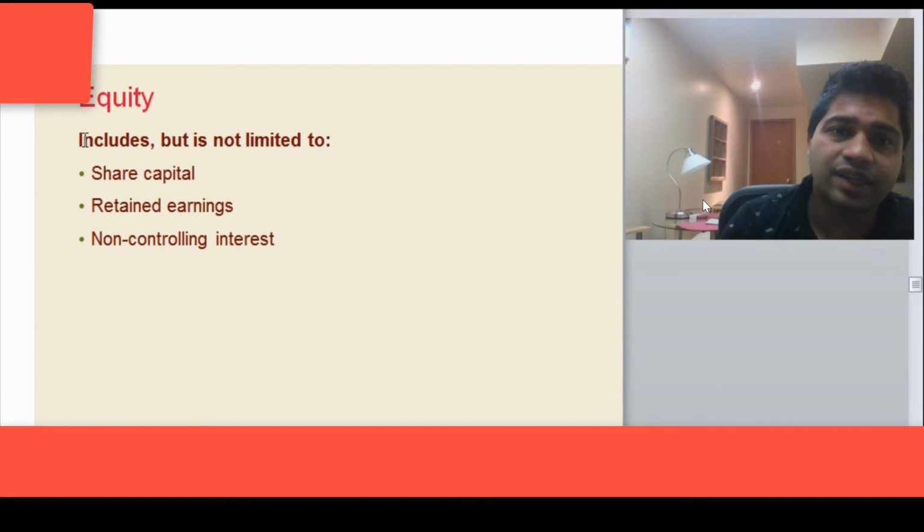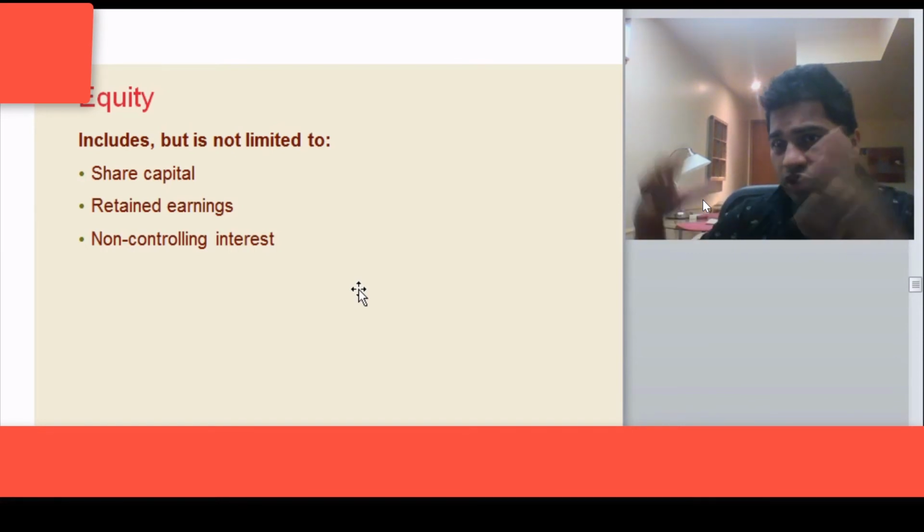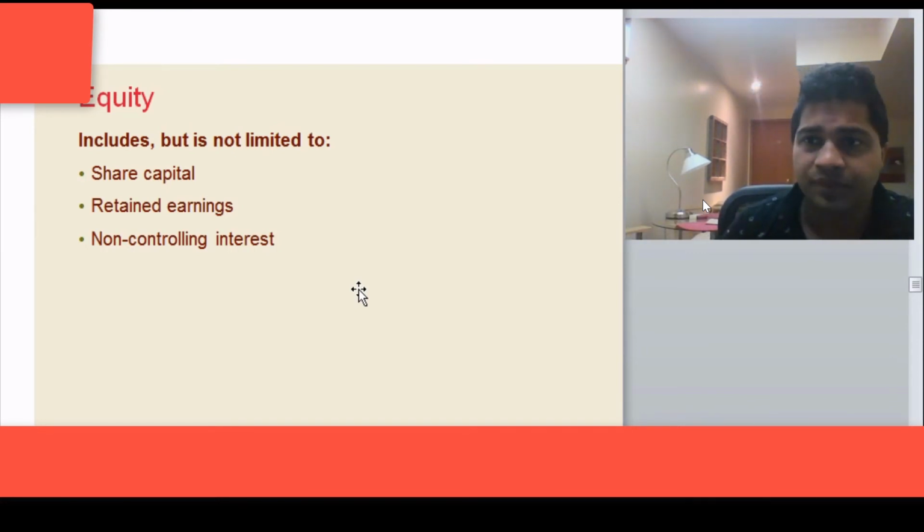Equity includes, but is not limited to, share capital, retained earnings, and non-controlling interest. Share capital is the initial capital I have issued. Retained earnings is how much profit I have made in the past, including today. So it is the total profit that I have retained in the business. The dividends that I pay decrease the retained earnings.